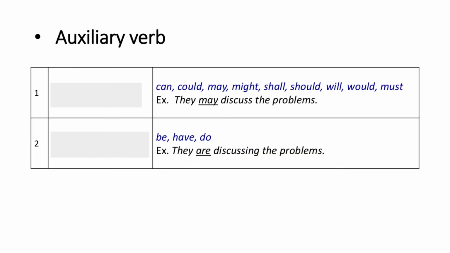Next, let's have a look at auxiliary verbs. Auxiliary verbs are categorized into 2 categories. Number 1, modal auxiliaries. For example, may in the sentence, they may discuss the problems. Number 2, non-modal auxiliaries. For example, are in the sentence, they are discussing the problems.